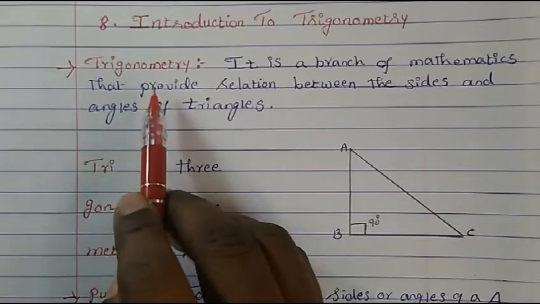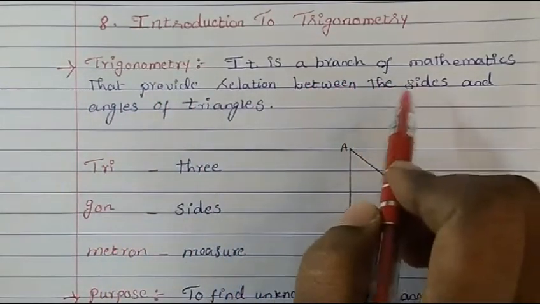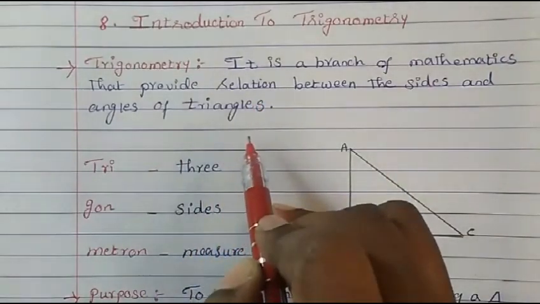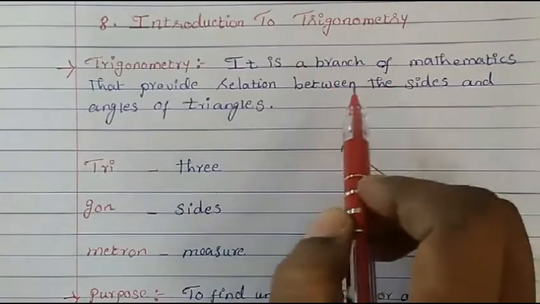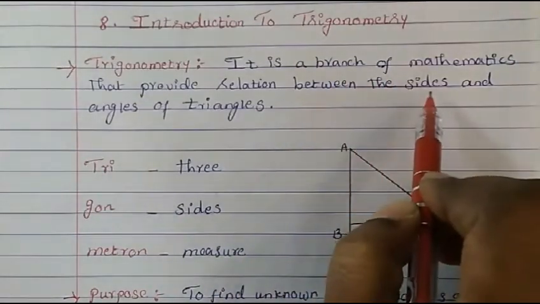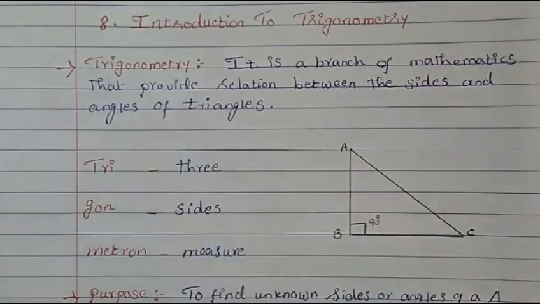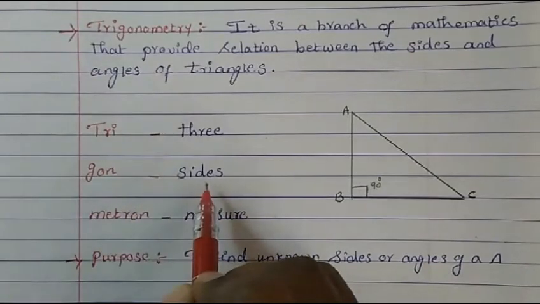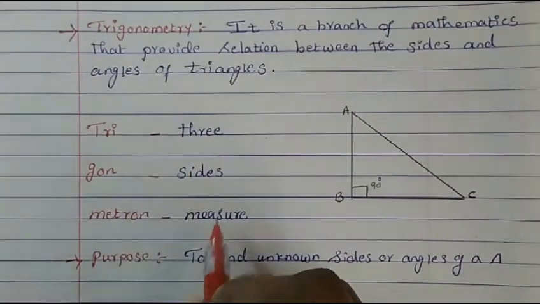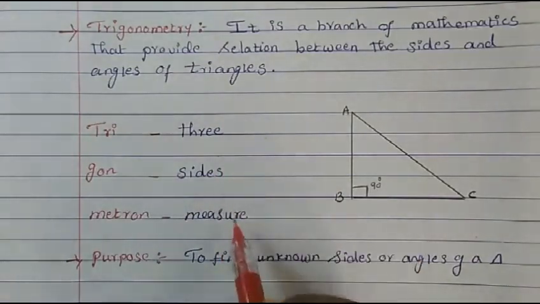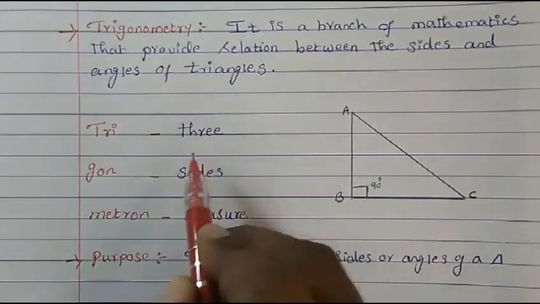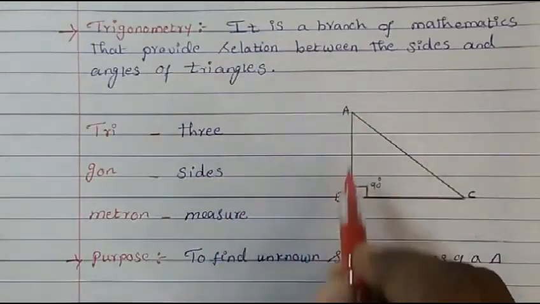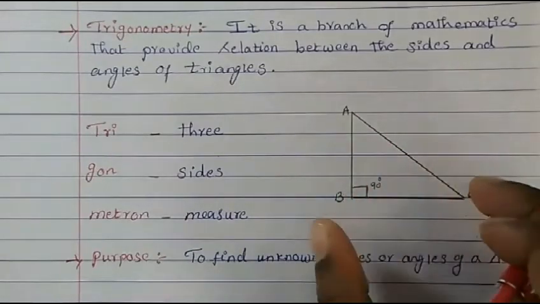So what is trigonometry? It is a branch of mathematics that provides a relation between the sides and angles of triangles. The meaning of trigonometry is: tri meaning 3, gon means sides, metron means measure. So basically, for 3 sides we have to find the measure. 3 sides means it will be a triangle only. So 3 sided figures are normally triangles.